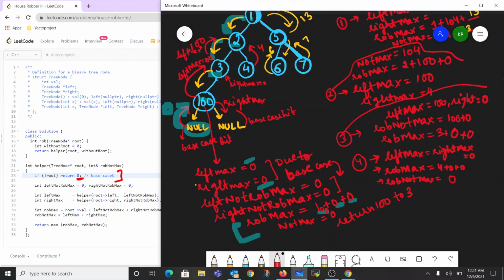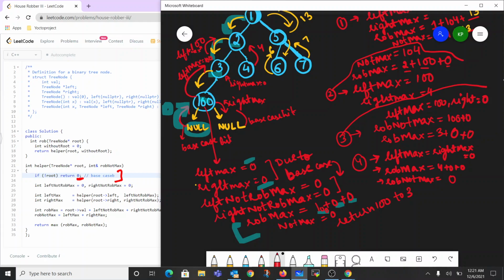Now it has reached this 2, but as the stack is unwinding, its right function would be called, that is right max. So now 2's left max was 100 and right max would be 4. Same as the case of 100, 4 would be returning only 4. So right max is 4. Now rob max would have the root value which was 2, its left max value which is 100, right max value, left not max value which is 100.